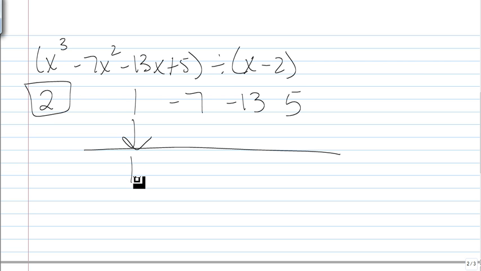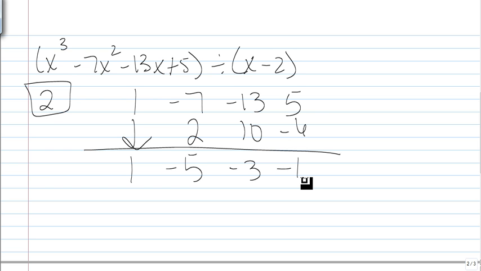So bring down the 1. So 1 times 2 is 2. Negative 7 plus 2 is a negative 5. Negative 5 times 2 is negative 10. Negative 13 plus negative 10 is a negative 23. Wait: we have 5 times 2 is 10. Negative 13 plus 10 is a negative 3. Negative 3 times 2 is a negative 6, and 5 minus 6 is a negative 1. Okay, so now we have all of our numbers.